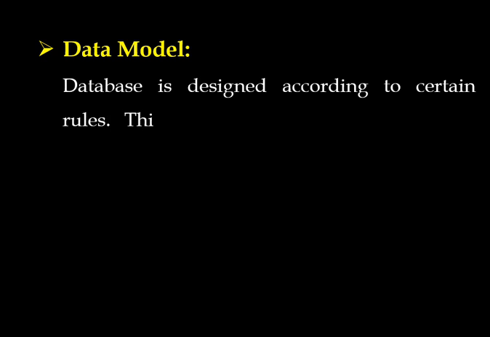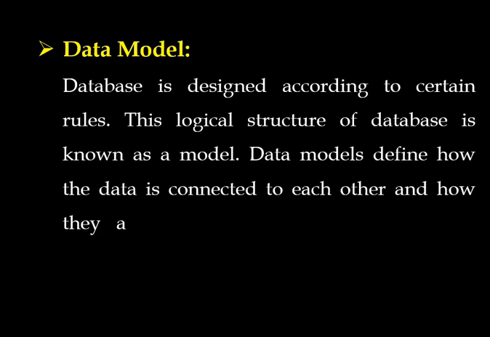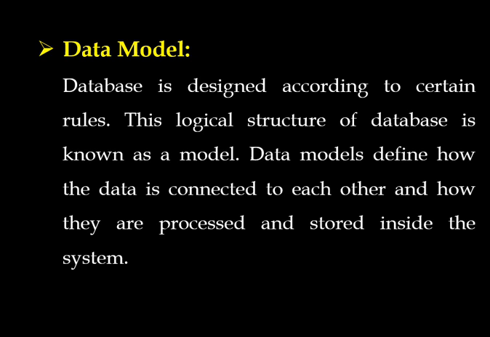So let's see what is a data model. A database is designed according to certain rules, and this logical structure of the database is known as a model. Data models define how the data is connected to each other and how it is processed and stored inside the system. So it describes the method of storing and retrieving the data. There are different models like the network model, hierarchical model and relational model.